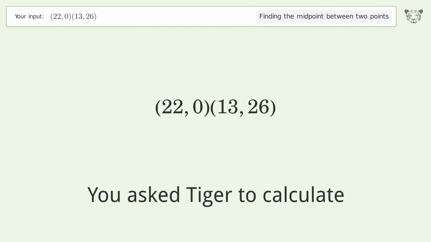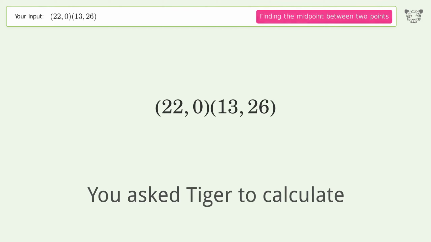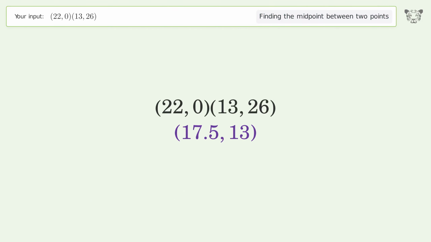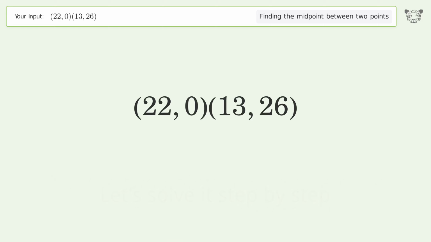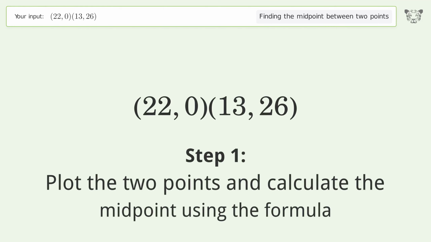You ask Tiger to calculate. This deals with finding the midpoint between 2 points. The midpoint between the 2 points is 17.5, 13. Let's solve it step by step. Plot the 2 points and calculate the midpoint using the formula.